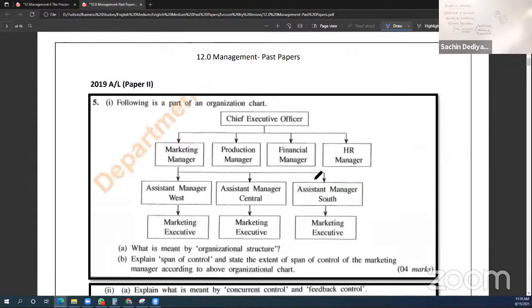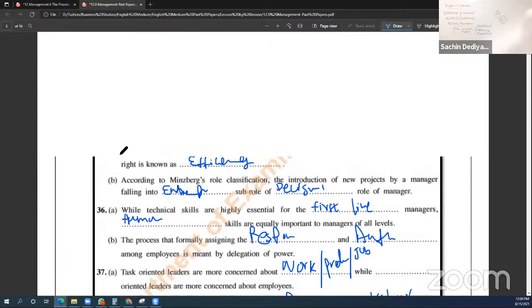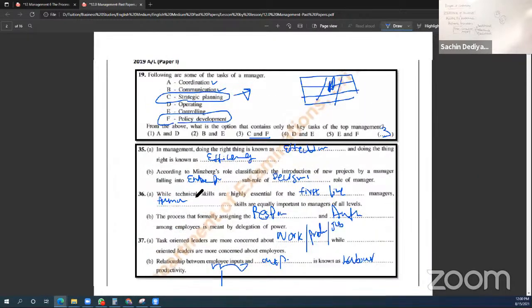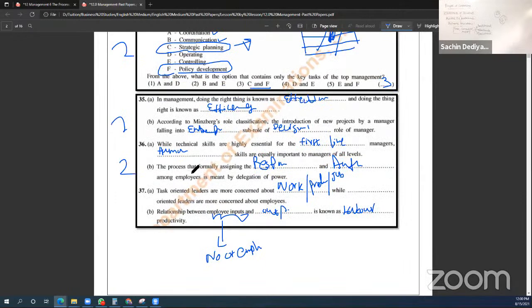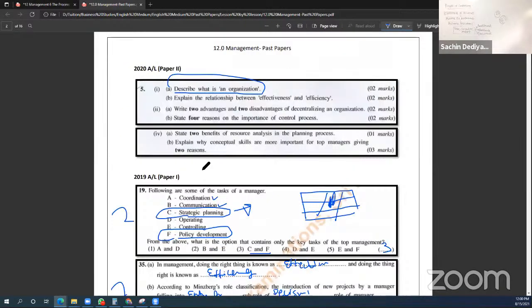Now, as far as we are concerned with part 1 of 2019, this is for 2 marks, so altogether 8 marks. Only from part 1, 8 marks are allocated.